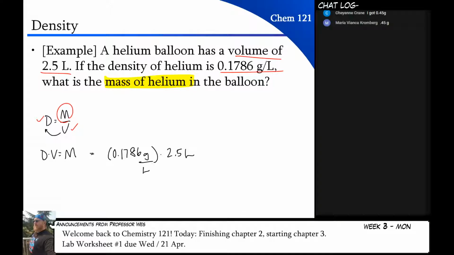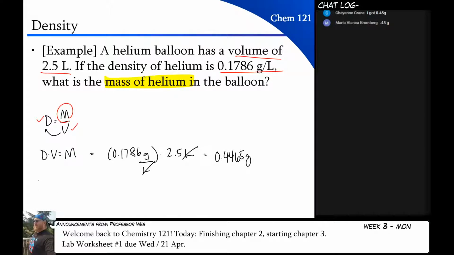Now when I do that, this is divided by liters, and this is liters, so those will cancel. And so I'm going to be left with some number of grams. So we'll punch that in the calculator too. And I get 0.4465, which I'll write all those numbers down for now. But now I got to go do sig figs.